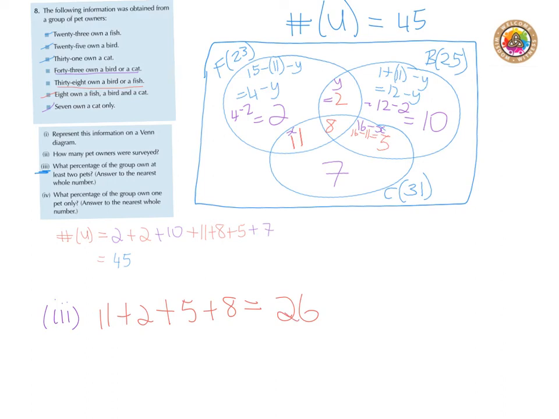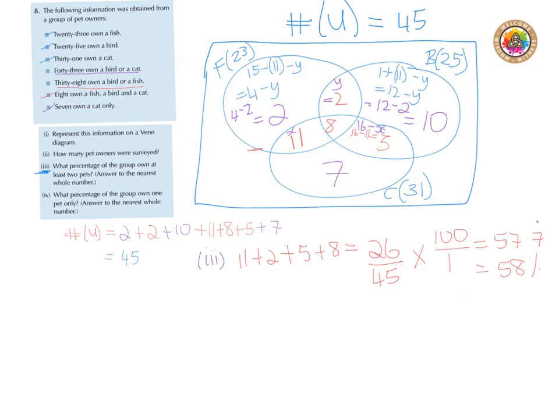Okay, and so for percentage, it's of the whole group, so the whole group is 45. So that's our fraction, and to turn that into a percentage, I multiply by 100 over 1. And so that gives me 57.7 recurring, and they ask us for the nearest whole number, so that's 58%.